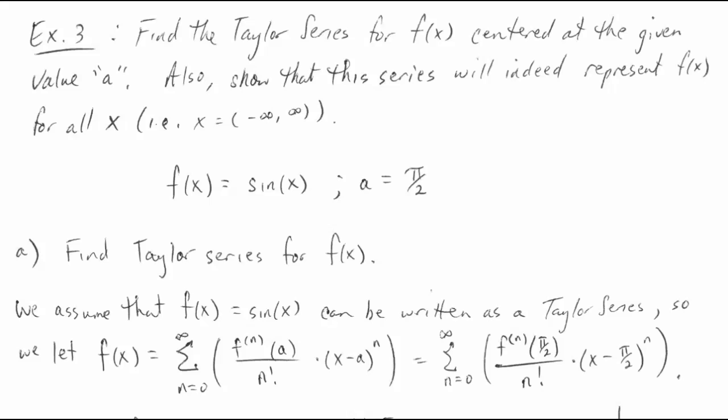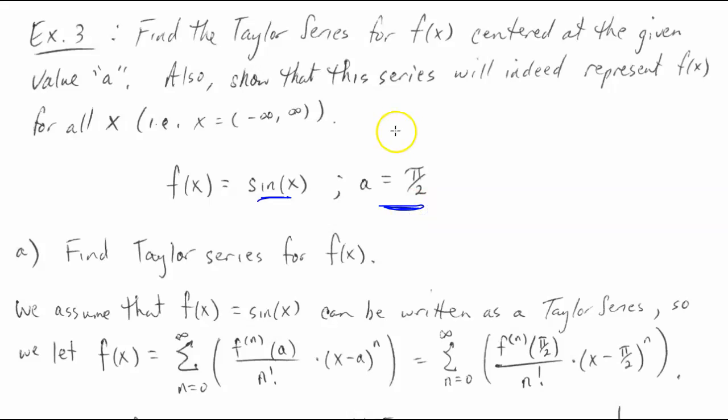All right, so I have 2 other examples that I want to do here, just to have you see some different examples of how all this works. This next example, we want to find a Taylor series for the function, in this case, sine of x, centered at the given value of a, which in this case is going to be pi over 2.